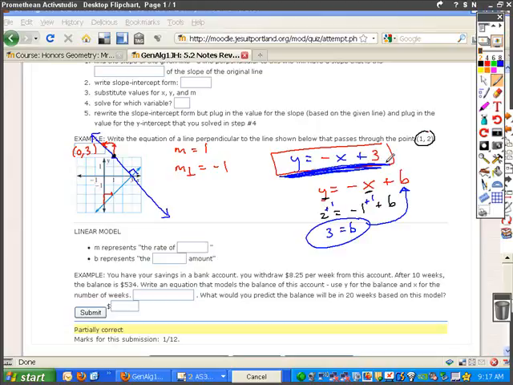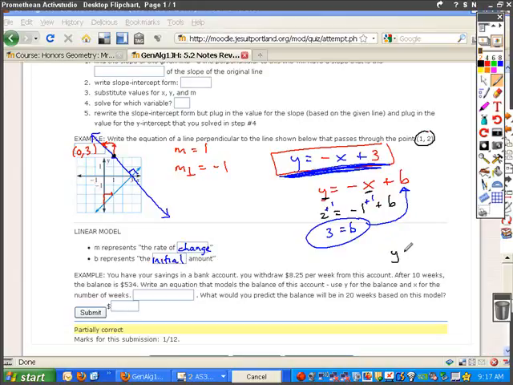Okay. Questions on that first, and then we'll do this last problem. Any questions on doing that? Okay. All right, so this last linear model, okay, again, what does m represent in a real-world application? Rate of change, the rate that something is changing, and b represents whatever the initial original amount is. Okay, so if you take this equation given here, you have in your savings account, and you withdraw $8.25 per week from this account.